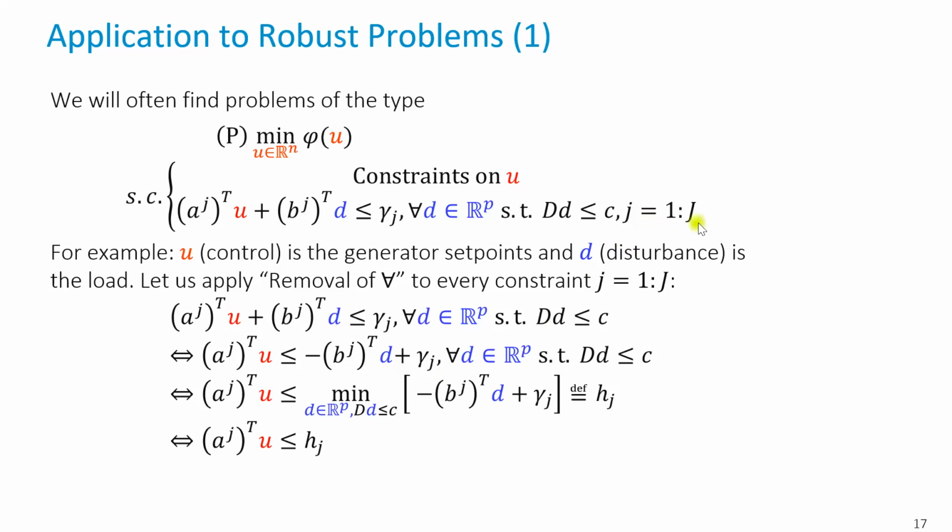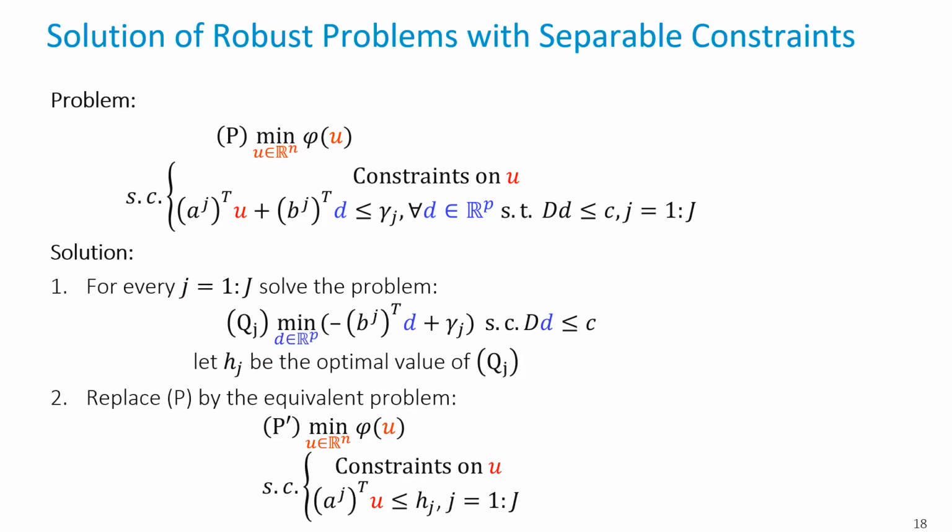So if I have capital J constraints, I have capital J problems to solve, then I call Hj the result. Then I can change this inequality, which is here, by that one, which has now no disturbance variable. So at the expense of solving one optimization problem by robust constraint, I can get rid of the robust constraint here, which is what I'm writing here in summary.